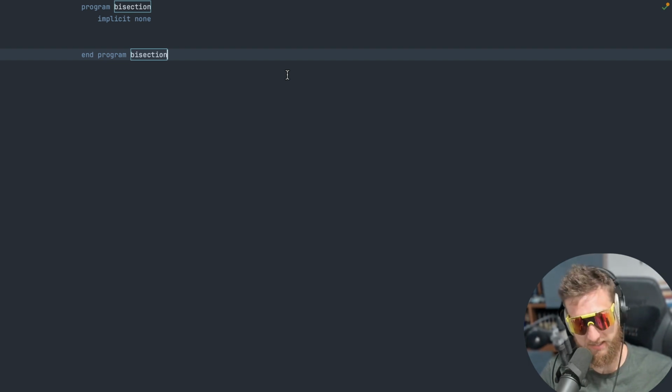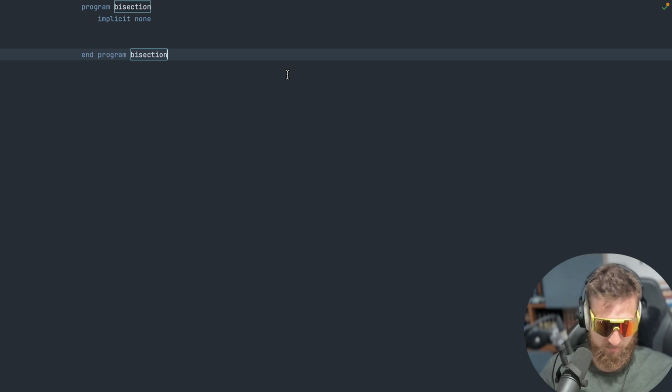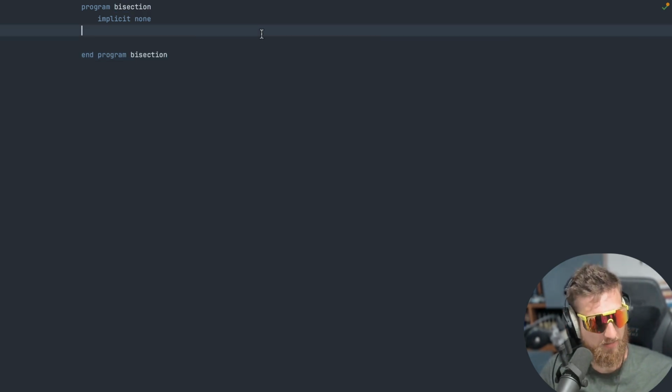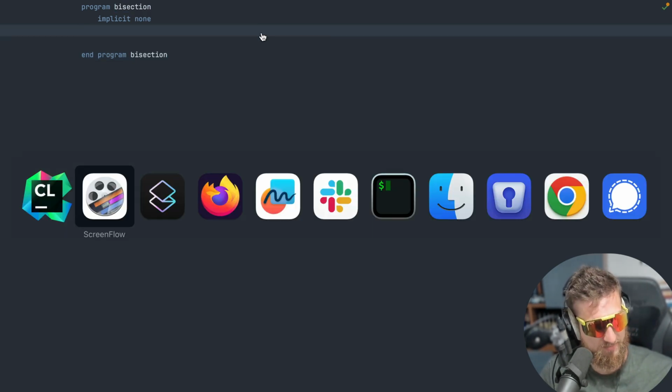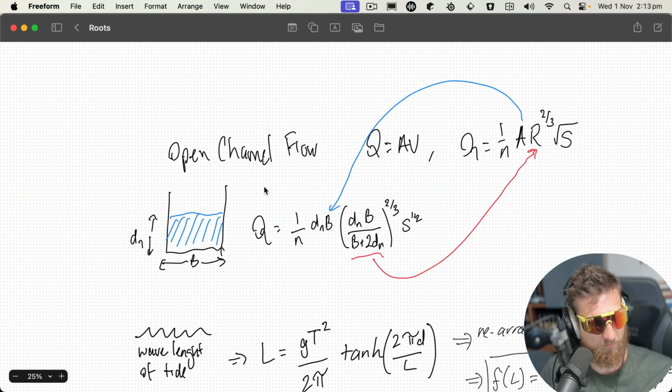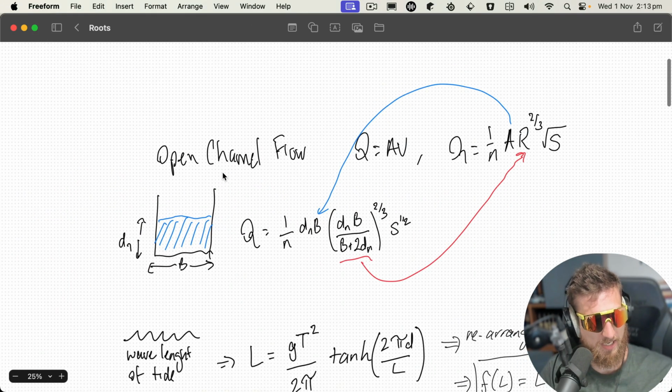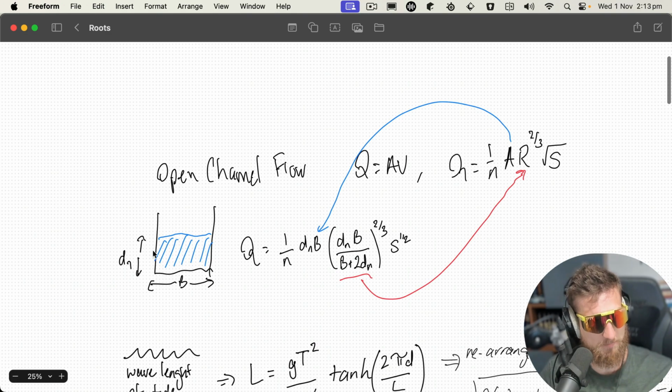So we covered in the last video a very trivial, analytical example of finding roots for a quadratic, but there are many real world cases where we might want to find some roots. So we can think of open channel flow as an example. We have this thing called Manning's equation. This is the formula for it. You don't have to worry about it too much.